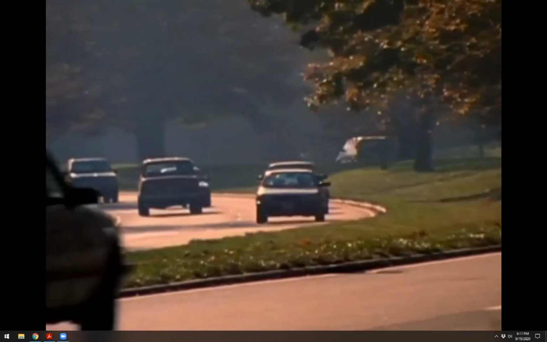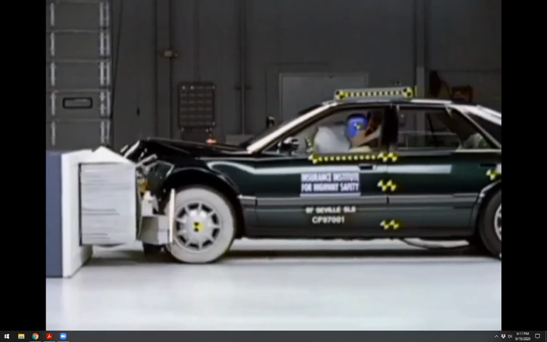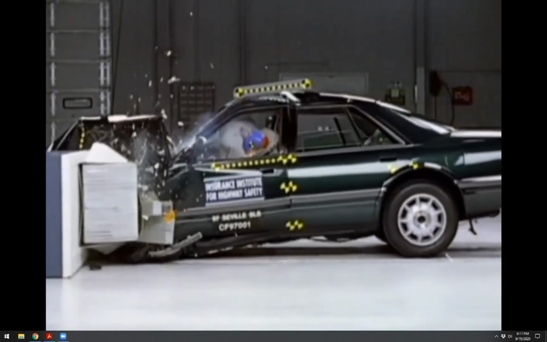There's a difference between weight and size advantage in car crashes. Size helps you in all kinds of crashes. Weight is primarily an advantage in a crash with another vehicle.